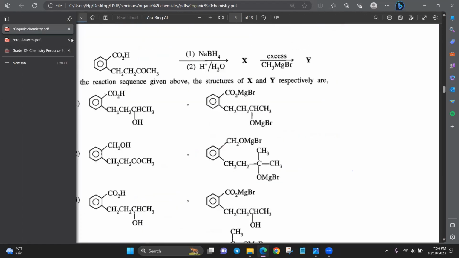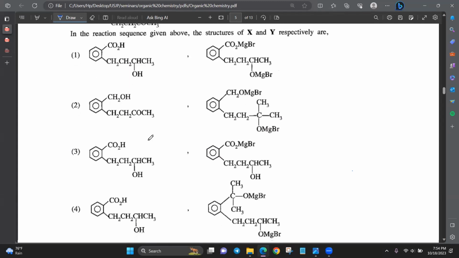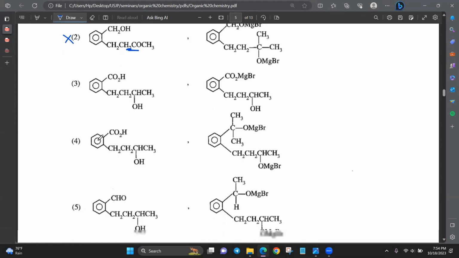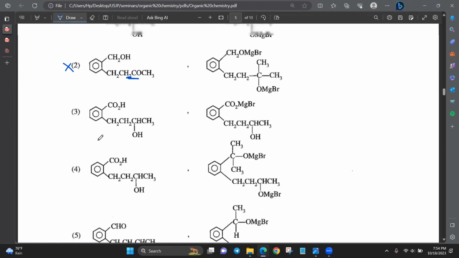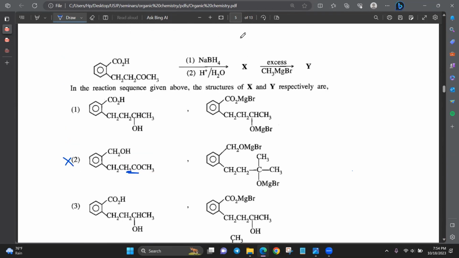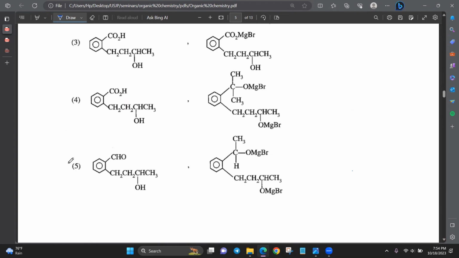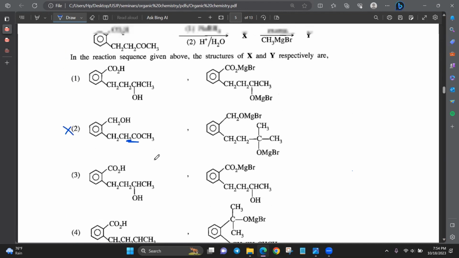So the second one is wrong. From that we can eliminate. Now we have to have a secondary alcohol in X. X should be a secondary alcohol. So 2 is not a secondary alcohol. Here this is not a secondary alcohol. So only 2 is wrong. And nothing happens to the carboxylic acid group as well. So 5 is also wrong. Here, see, the carboxylic acid group has got converted to CHO when it comes to X. So that cannot happen. So 5 is also wrong.